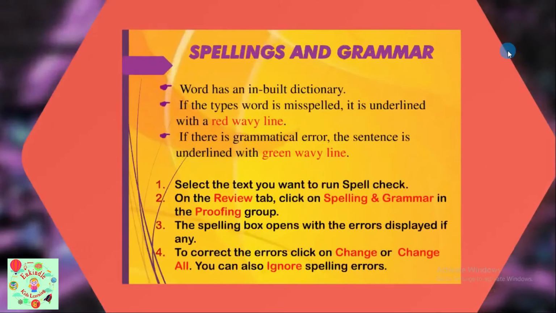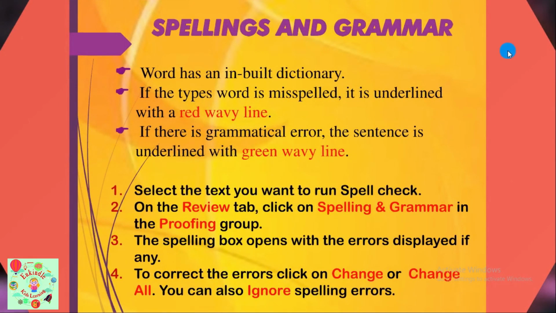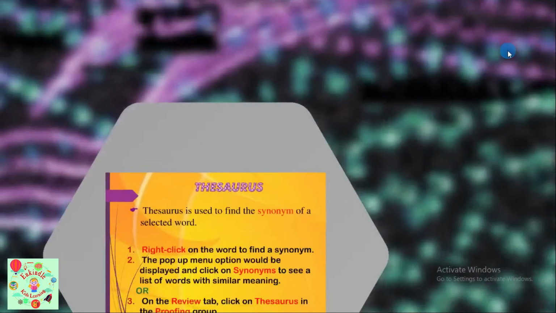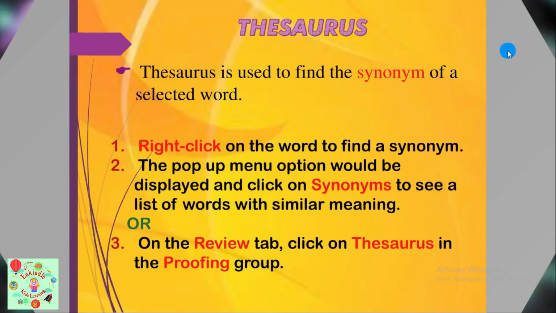Then we studied about spellings and grammar feature. Word has an inbuilt dictionary. It contains the correct spellings of all the words included in the English dictionary. When you type a word, the spell check compares the spelling of the word in its own dictionary. If it is misspelled, the word will be underlined with the red wavy line. If there is any grammatical error, the sentence is underlined in green wavy line. Then we studied about thesaurus feature. Thesaurus is used to find the synonym, in the sense alternative of a selected word.